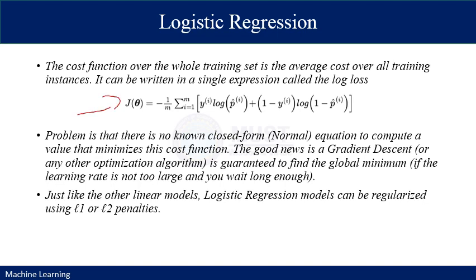The problem here is that there is no known closed form normal equation to compute a value that minimizes the cost function. The good news is that gradient descent is here and it can be used just like any other optimization algorithm. Gradient descent is guaranteed to find the global minimum if the learning rate is not too large and you wait long enough. Just like other linear models, logistic regression models can be regularized using L1 or L2 penalties.